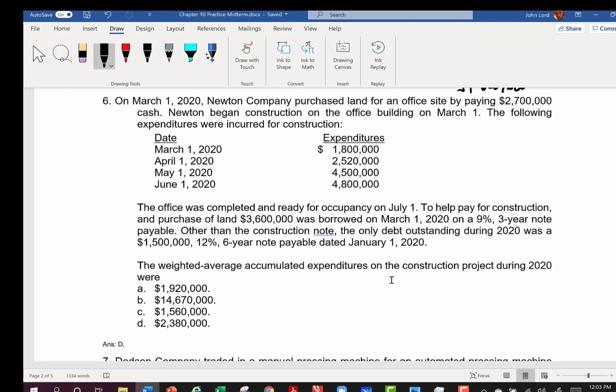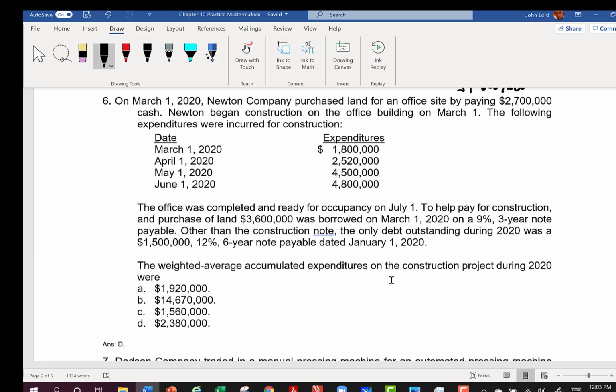And so they go on and tell me that the office was completed and ready for occupancy July 1st. To help pay for construction and purchase of land, 3,600,000 was borrowed. Oh, I see. On March 1st, on a 9% 3-year note payable. Other than the construction note, the only debt outstanding during 2020 was a $1,500,000 12% 6-year note payable, dated January 1st, 2020.